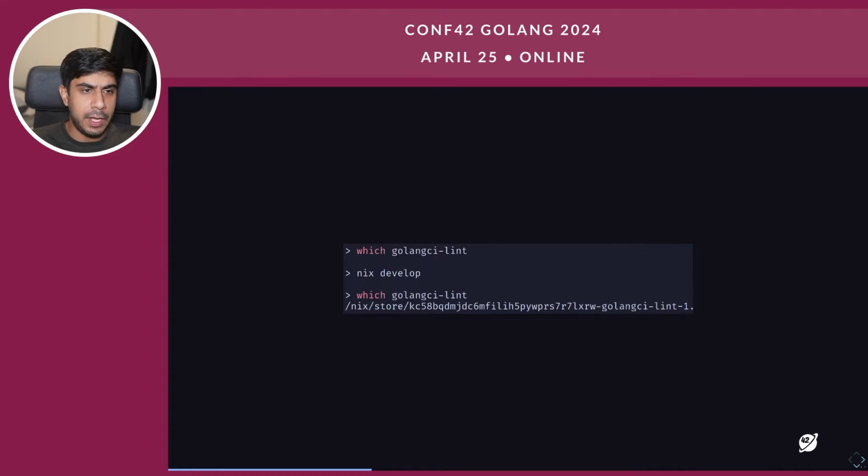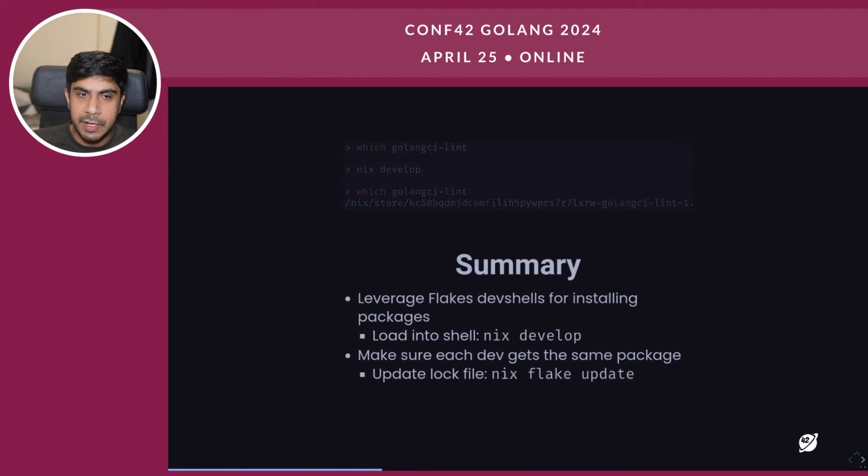So how do we use this? Well, if we look for the binary, we won't find it. It's fine. Then we do nix develop, which will load our development shell that we just created. And then when we look for our golangci-lint binary, we can see at this funny path, nix store, some funny characters, a hash maybe, and then, yeah. Cool. So we've created a development environment.